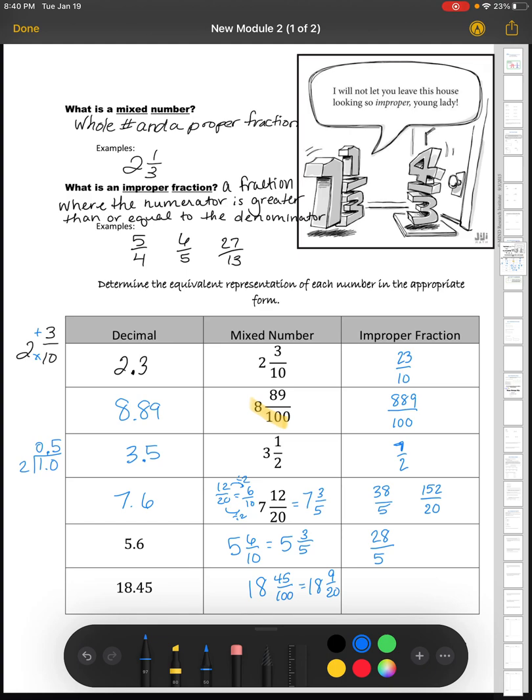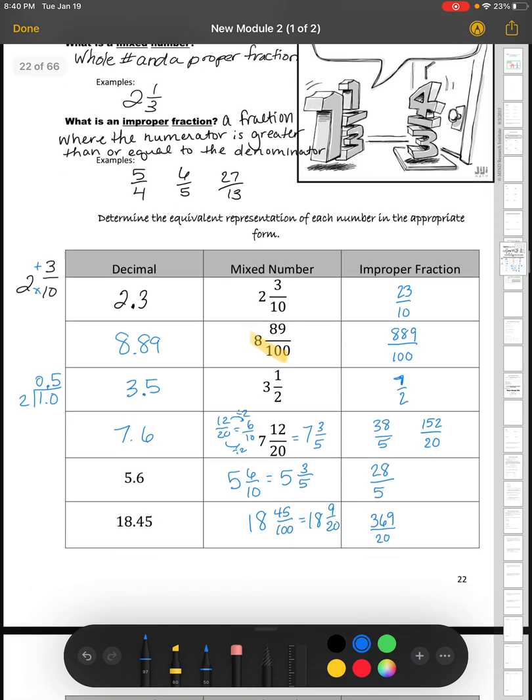2 times 18 I know is 36, so we'd have 360, add the 9, 369 over 20 would be one way of doing it. You could obviously do 18 times 100, so you get 1,800. Plus the 45 would be 1,845 out of 100. You could do it that way as well. But either way, that's what we've got going on here.